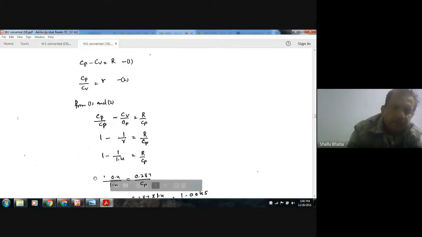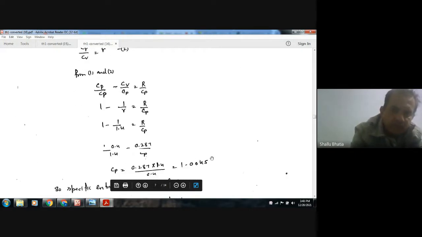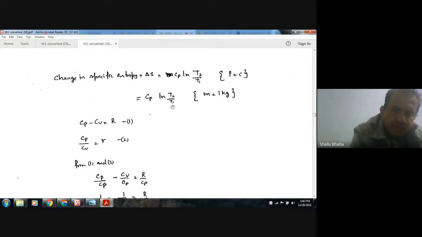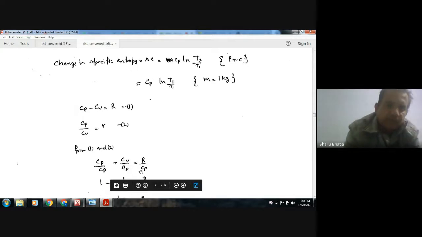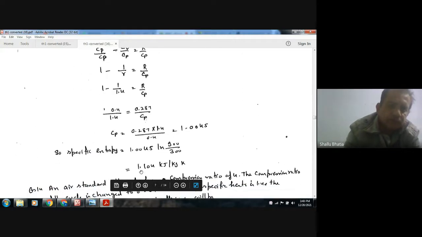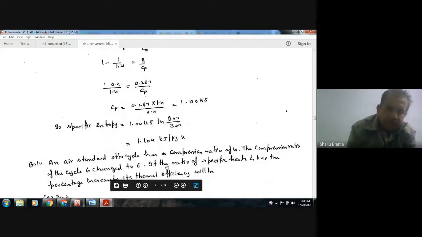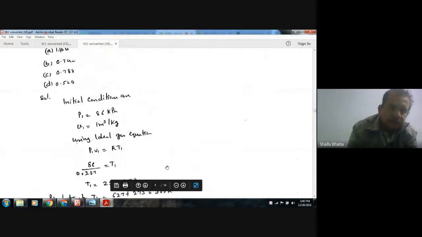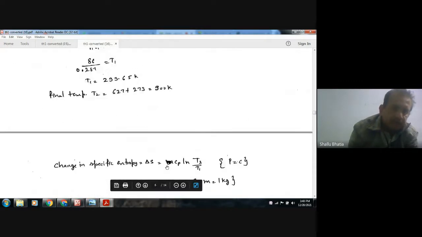From these two relationships, Cp comes out as 1.0045. Putting the value of Cp in ln(T2/T1): T2 we know, T1 we know, and Cp we have calculated by using Cp minus Cv equals R, where R is given and Cp by Cv equals gamma, which is given. So from this we get the specific entropy change as 1.104 kilojoule per kilogram per Kelvin. So the answer is 1.104.